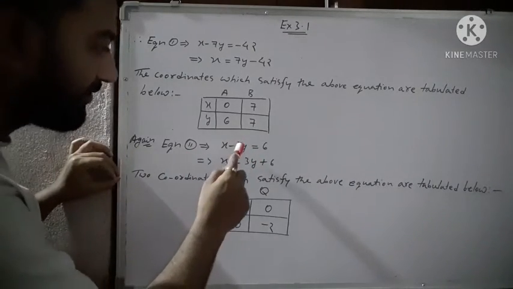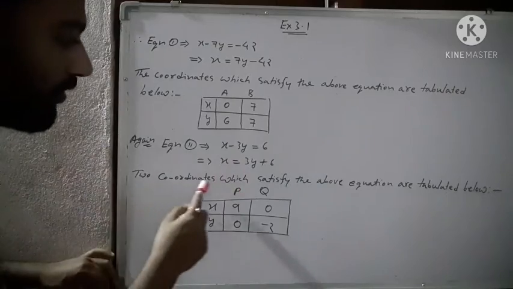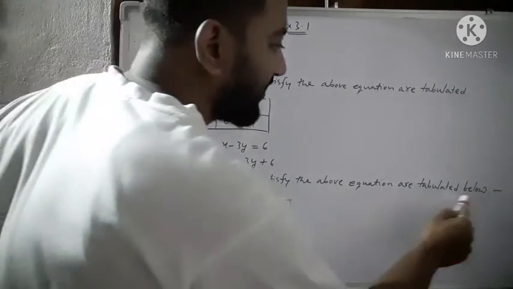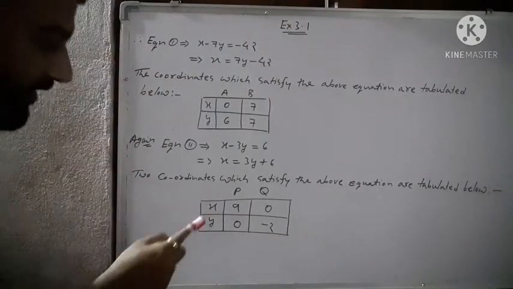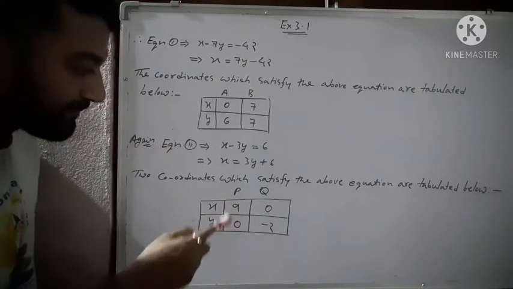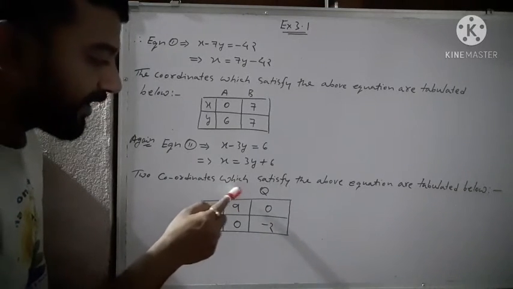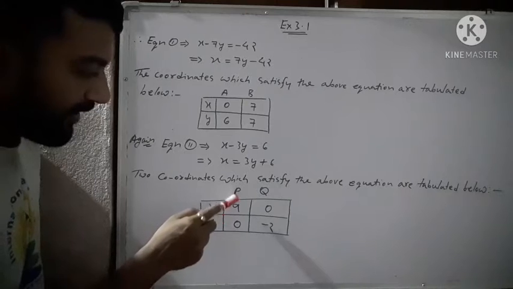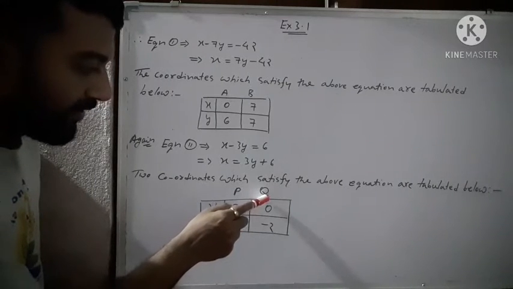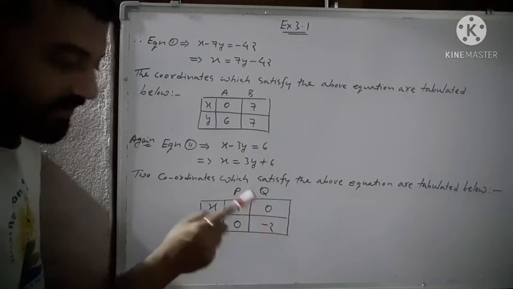So if thrice y goes to the other side, it becomes x equals thrice y plus 6. Now the two coordinates which satisfy the above equations are tabulated below. So these are the values of x and y, and the names of the coordinates are P and Q. The value of P is 9, 0 and the value of Q is 0, minus 2.